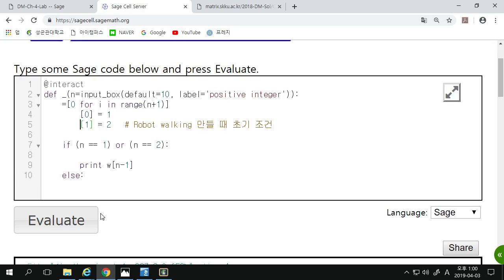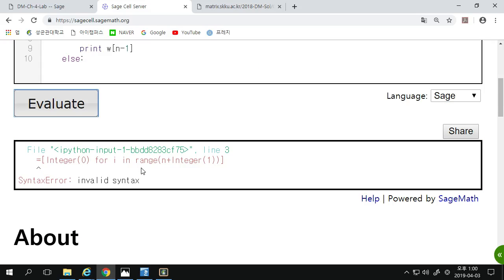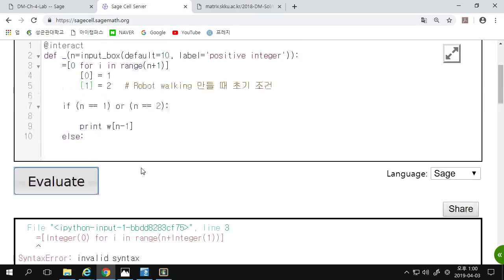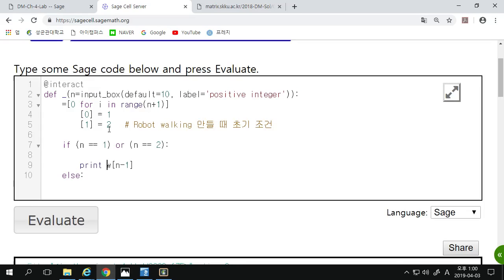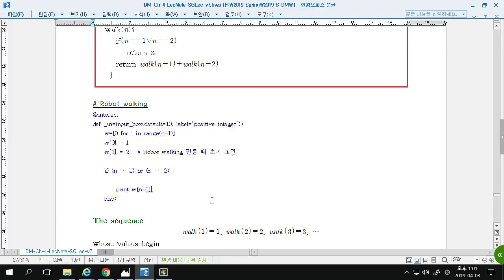Yeah, when we, yeah, you can fix it, yeah. The robot work, W was defined properly. So N of 1, W of 1, W of 0. Okay, yeah, you can check it.